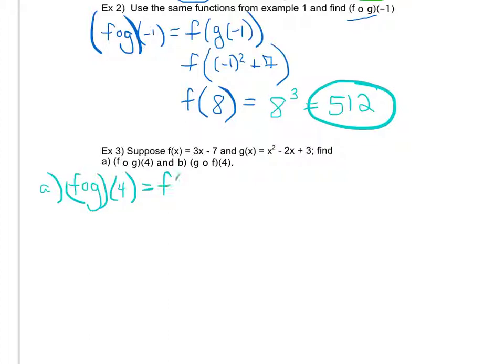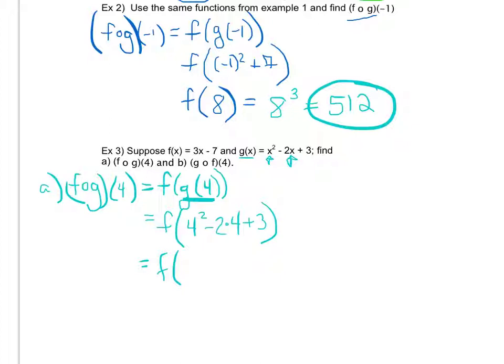So now this gives me f of g of 4. What does that mean? Well, that means start on the inside, which tells me to go to g and plug 4 in. So I'm going to end up plugging 4 in here and plugging 4 in here. So I'm going to have f of 4 squared minus 2 times 4 plus 3. Using order of operations, that's going to give me 16 minus 8 plus 3, which is 11.